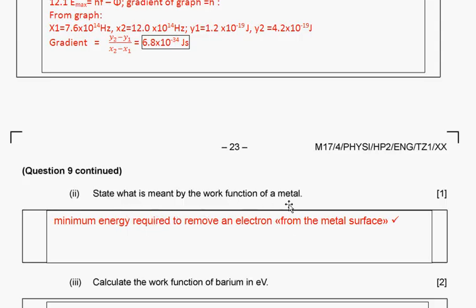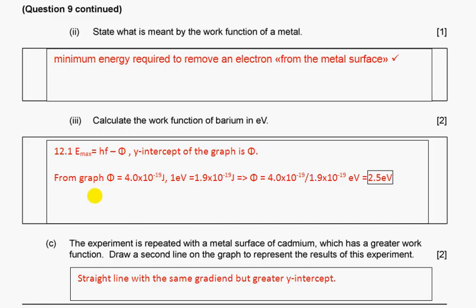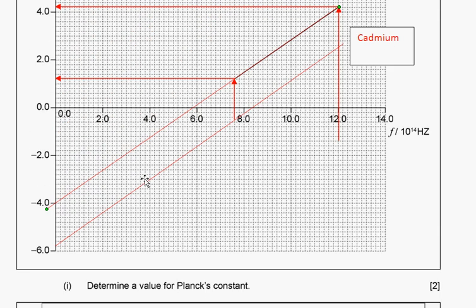State what is meant by the work function of a metal. So the minimum energy required to remove an electron from the metal surface. Actually it is electrons near the surface that are escaping. Calculate the work function of barium in electron volts. So from the same formula, work function equals the y-intercept. From the graph we find this y-intercept, and then knowing that one electron volt is 1.6 times 10 to the minus 19 joules, we divide this value in joules by it and get electron volts. So let's see. Intercept. So the intercept goes, and we have -4.